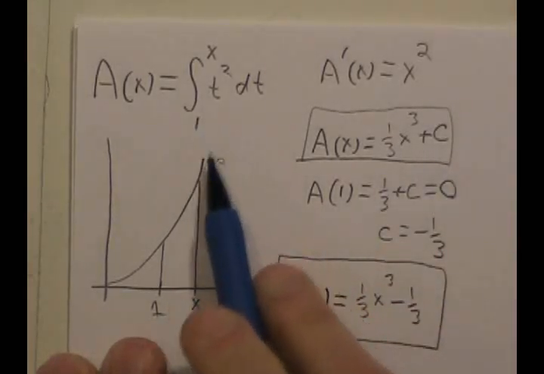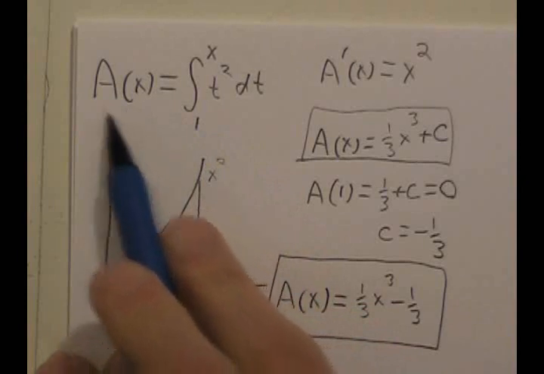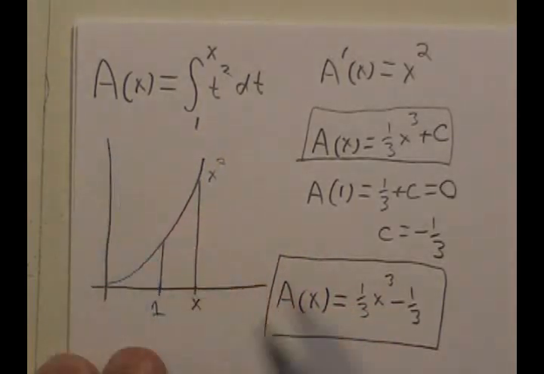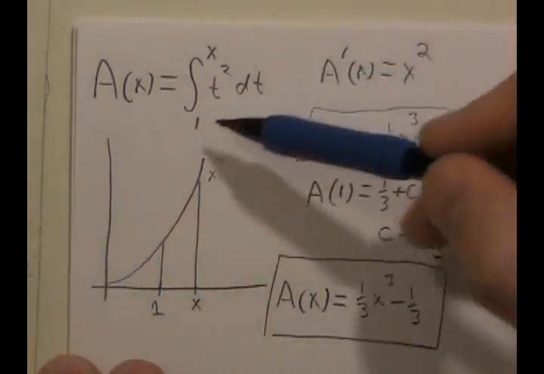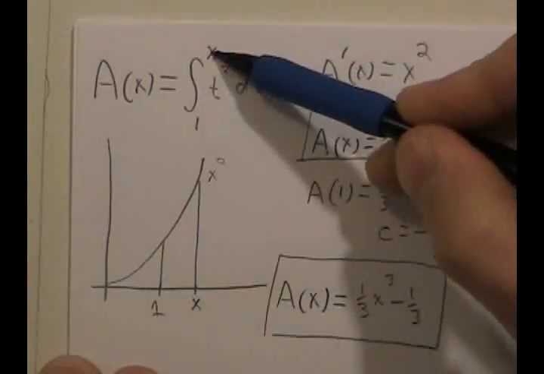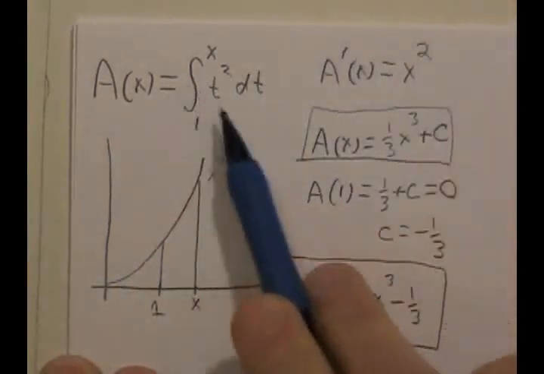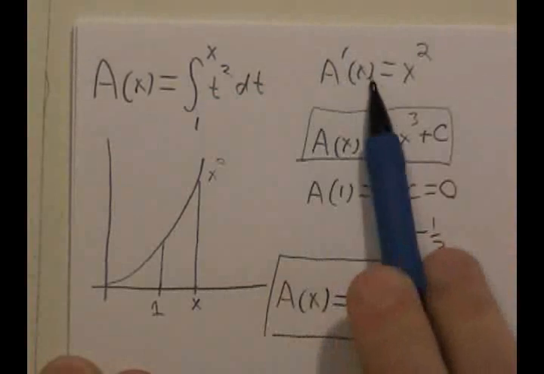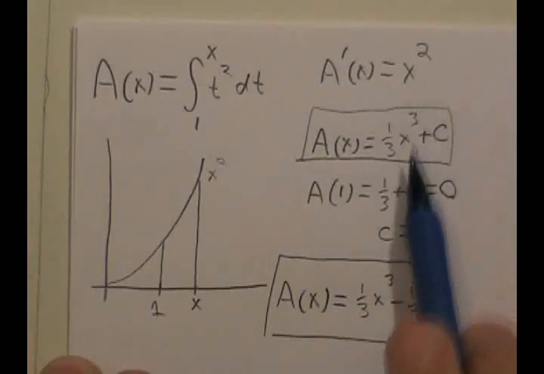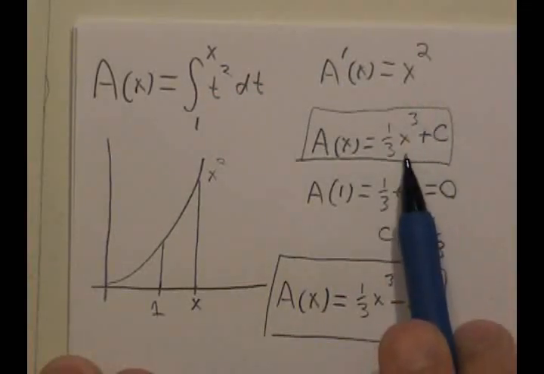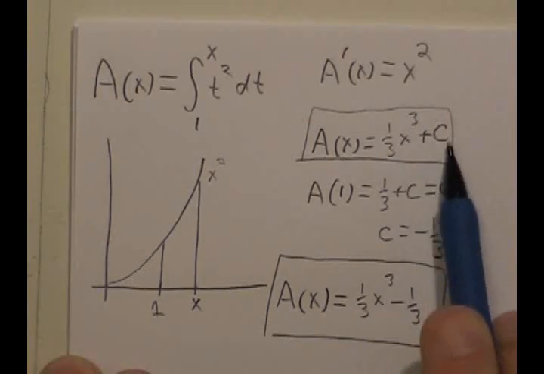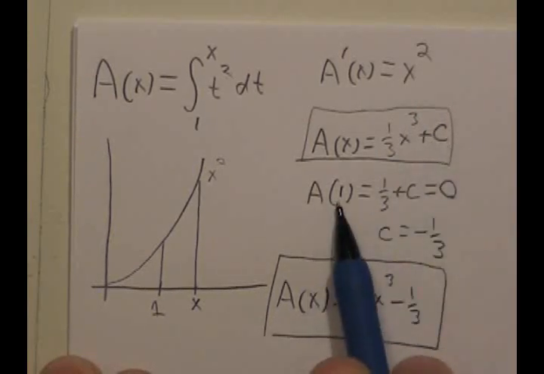If we had defined a of x to be the definite integral from 2 to x, everything would have been the same. Its derivative would have still been x squared. So a of x had to be 1/3 x cubed plus c. But in this case, a of 2 would have had to have been 0.